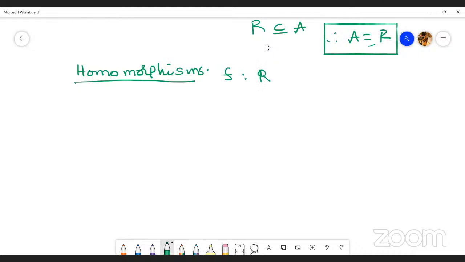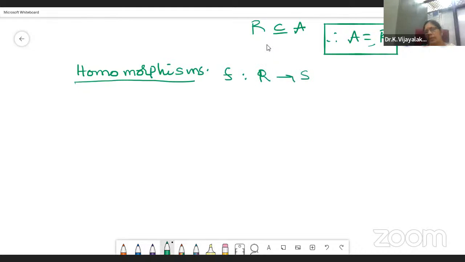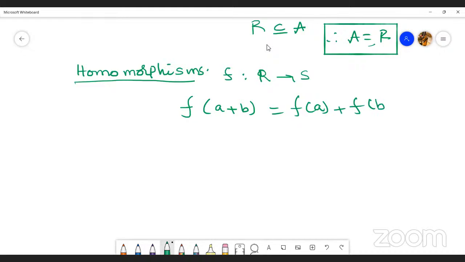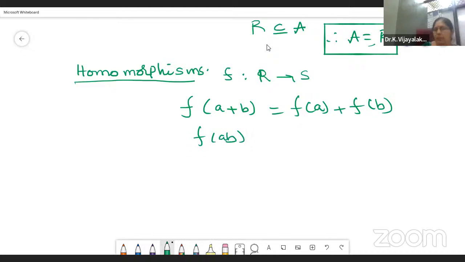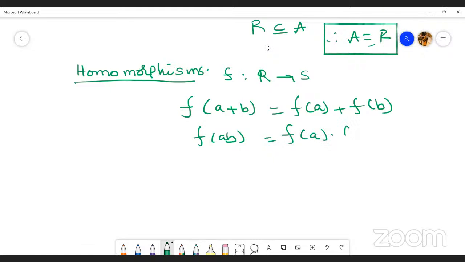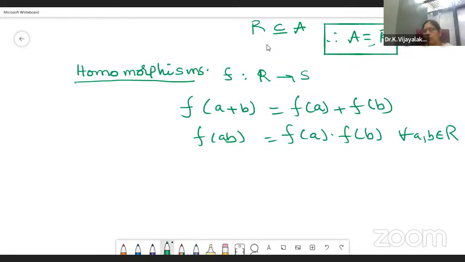Suppose f is a function from a ring R to ring S. Then we say that f is a homomorphism if f preserves the binary operations in both R and S. What do you mean by f preserves the binary operations? That means you have f of a plus b is equal to f of a plus f of b, and f of ab is equal to f of a into f of b, for every a, b belongs to R.